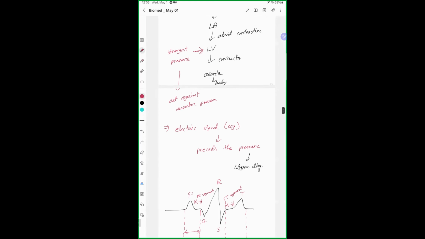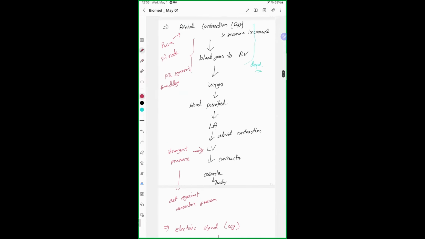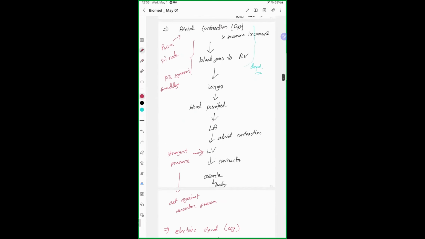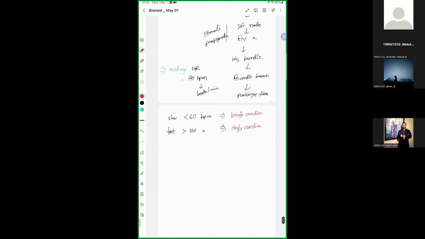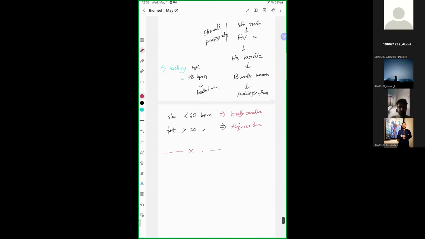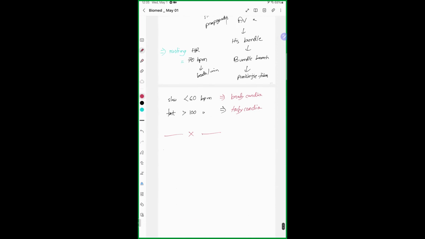Any question? So this is the summarizing of the heart functionality and how everything is. Before going to the processing of the ECG, let's try to understand the different segments of ECG.